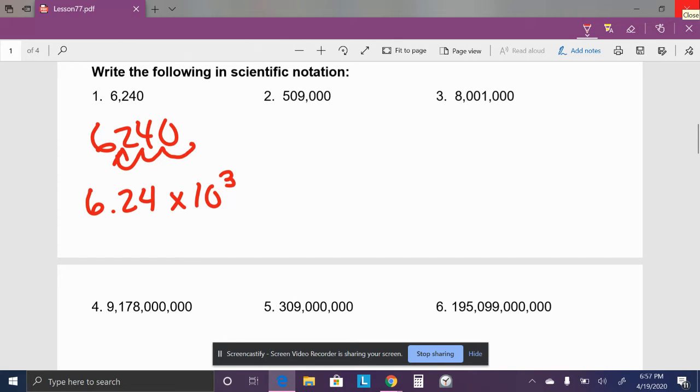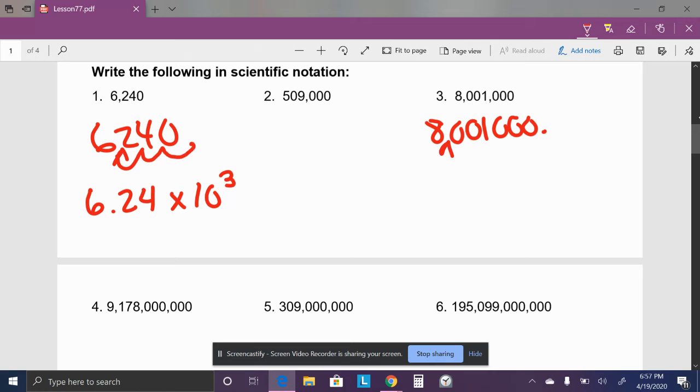Let's look at number 3. 8, 0. All right. I want to move reading the number from left to right. The first non-zero digit is 8. So I put my caret after the 8. So I'm moving this now 1, 2, 6 spots to the left. So it's 8.001. Always going to be times 10 to the 6 power, since it's hopping 6 times.